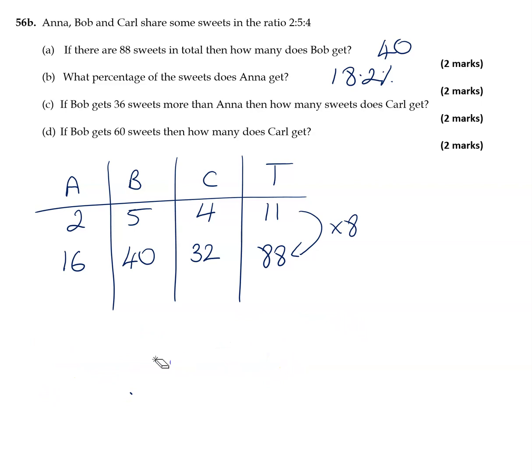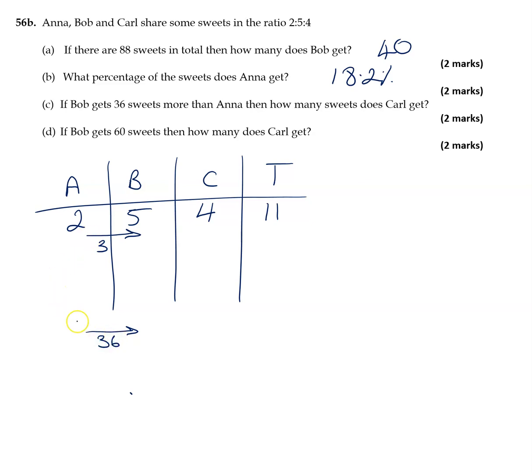Alright, so we've got a different scenario now, so just get rid of this. Just clear these numbers out. Same table, different question. We're now told Bob gets 36 sweets more than Anna. So we're interested in the gap between Bob and Anna. Now at the moment the gap is 3. And we want the gap to be 36.